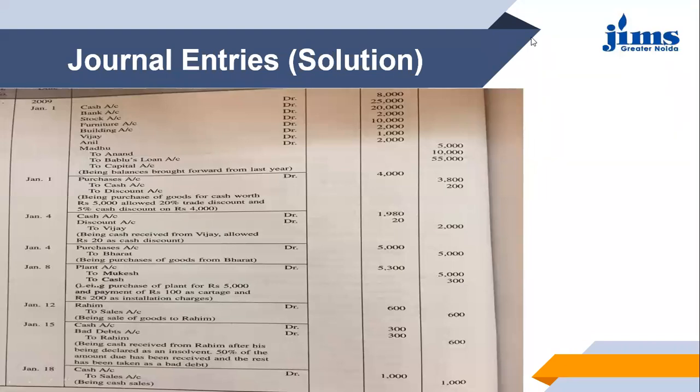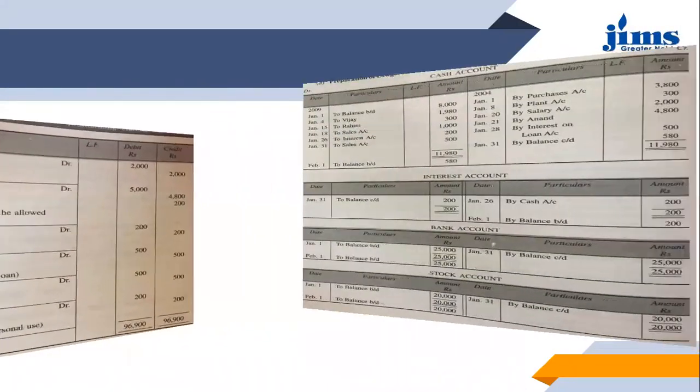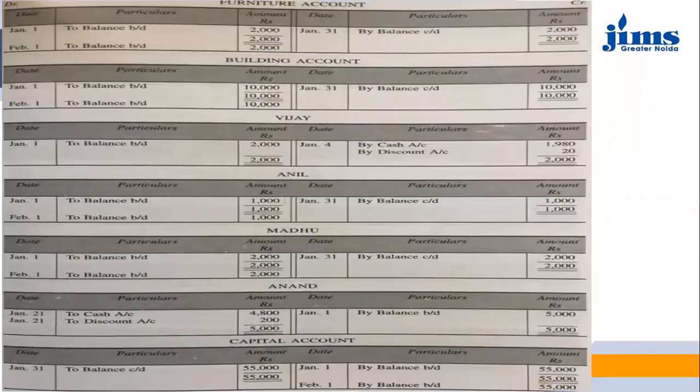Okay, so this is the question that we were doing, and I remember we have done up till the 8th January entry. So we will continue further with the ledger postings here. We will take up the January 12th entry, Rahim account debited to sales account. Since the sales account we have not prepared yet, and Rahim account is also a new account appearing for the first time in the journal entry, we will take up these two new accounts. Let's take up the ledger accounts, Rahim account and sales account.